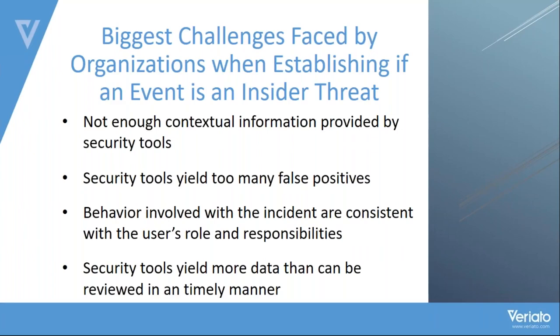Okay. So I have here, not enough contextual information provided by security rules is a problem. Security tools yield too many false positives that I talked about. Behavior involved with the incident is consistent with the user's roles and responsibilities. What I mean is that we don't see an anomaly right now. It's consistent with what they should be doing, so we don't notice it. Security tools yield more data than can be reviewed in a timely manner. One of the biggest problems we have is that we collect all this information, but because we're working every day, we don't have time to look at it. So what do we do? We set it aside. We don't take the look that we should take, okay?